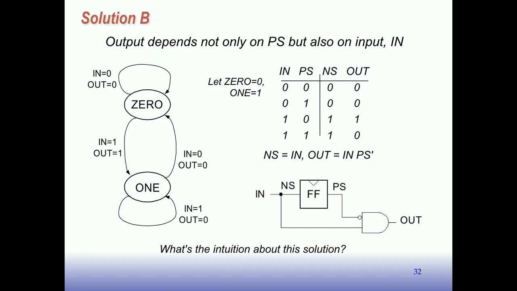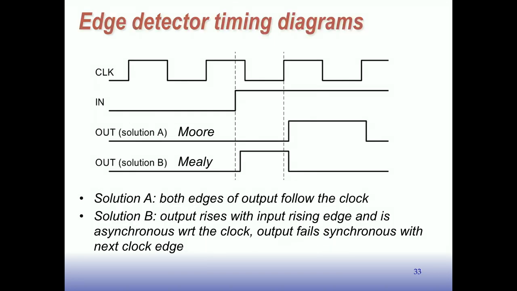All right, so we saw solution A and solution B. Solution A was the Moore machine. Solution B is the Mealy machine. What does this really mean? Well, look, I'll show you in a waveform. It's probably easiest to understand the difference between these two.